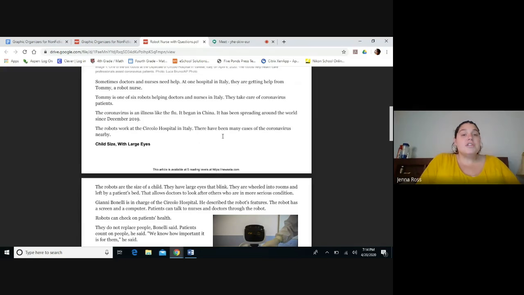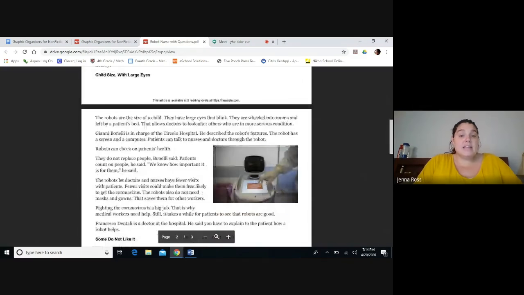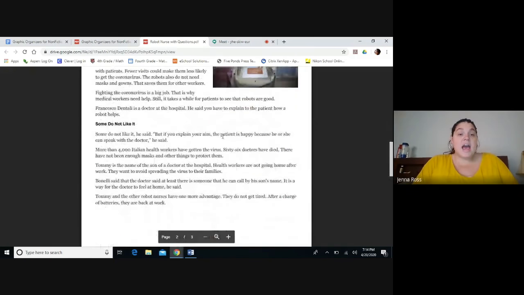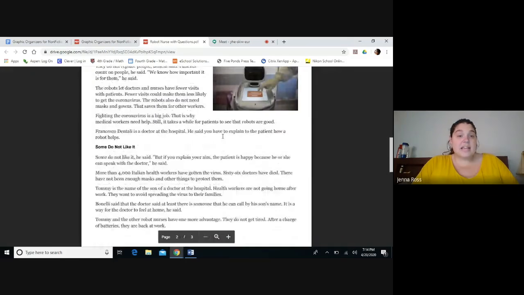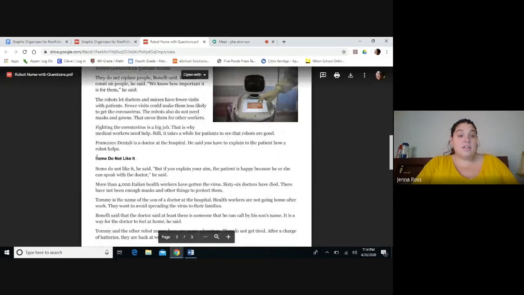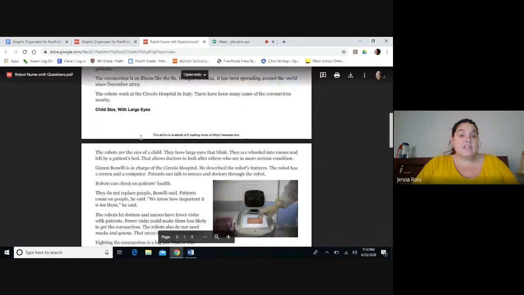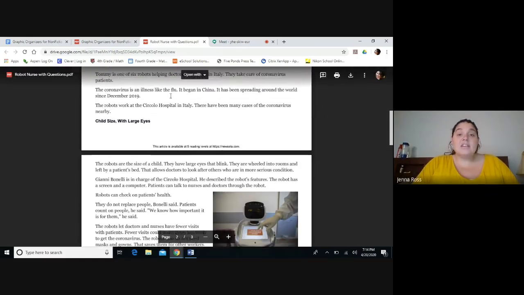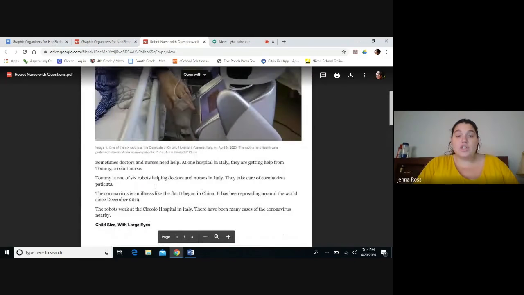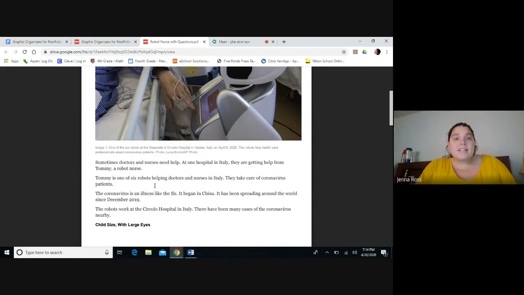All right. So in this passage, I am noticing that there's a heading right here that says some do not like it. There's a heading that says child size with large eyes. And then there's this in the beginning, which is sort of your introduction. So I'm going to take one sentence from each of those sections as my most important detail.